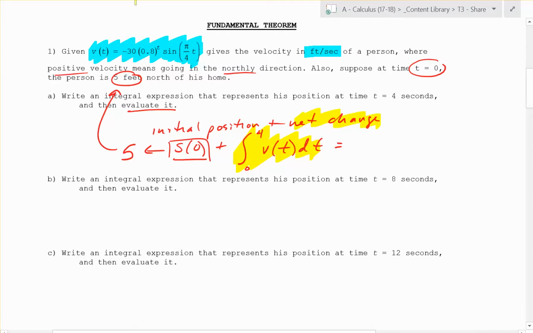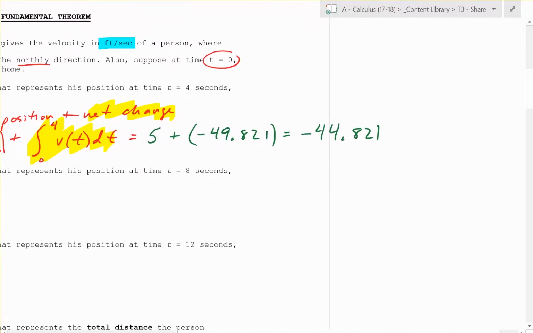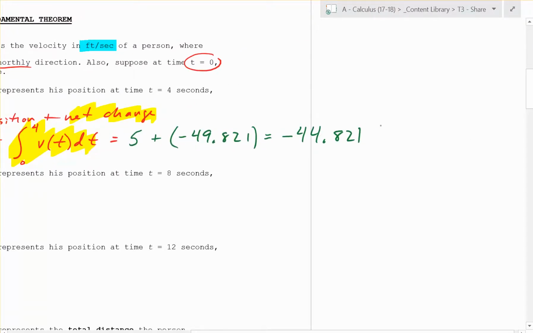Now this function right here is a little complicated, and we don't know how to find the antiderivative yet by hand, so we're going to use a calculator. So what you end up with is 5, the initial position, plus, when you run this integral, negative 49.821. So the final numeric answer is negative 44.821. And what is this? This is the position of the person at time equals 4.